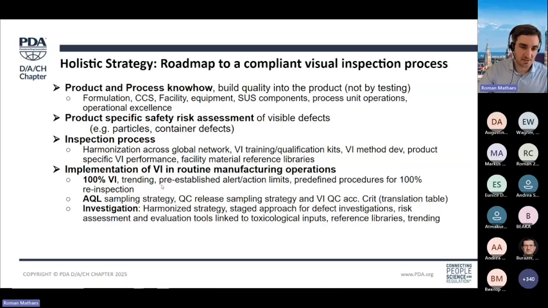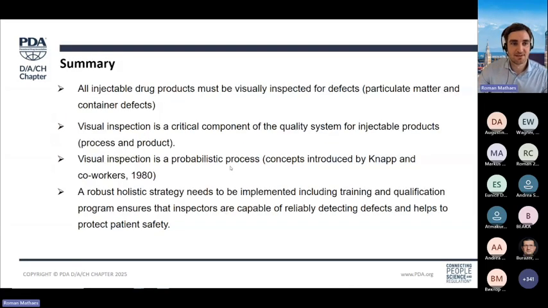For example, trending, pre-established alert limits, predefined procedures for 100% inspections, AQL sampling strategy, also including the important QC stability piece, which we've just discussed, and then a harmonized investigation strategy. Typically, this is a staged approach, and the investigation should be linked to toxicological inputs. So a risk tool is required there. And with this, I already want to summarize and then hand over to Elizabeth.